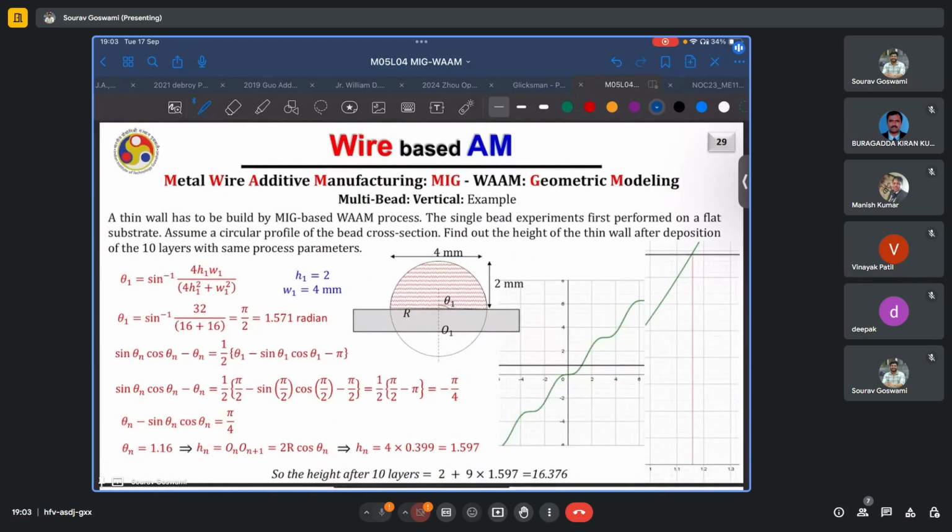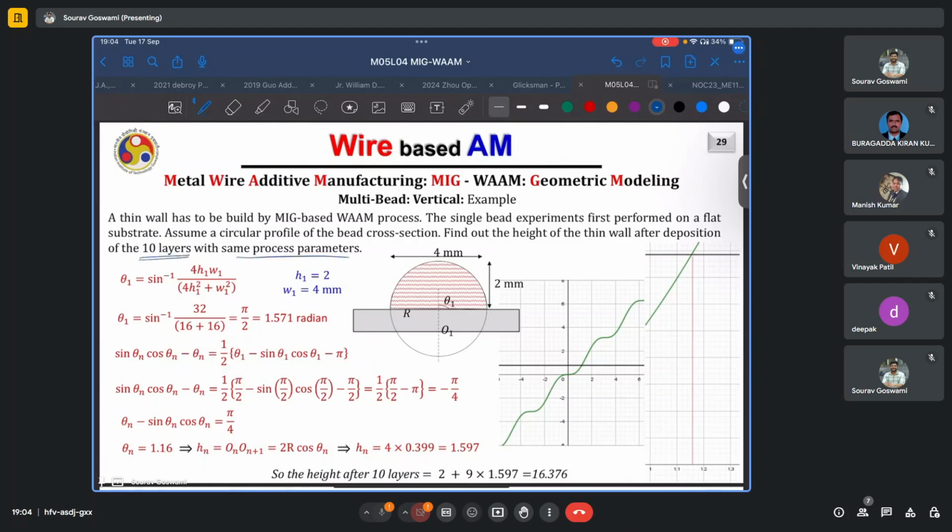An example based on this has also been discussed. All of these expressions are already known to us. A thin wall has to be built by a wire-based arc process. A single bead experiment is first performed on a flat substrate. Assume a circular profile of the bead cross section. Find the height of the thin wall after deposition of 10 layers with the same process parameters.